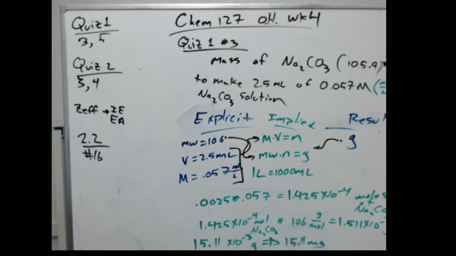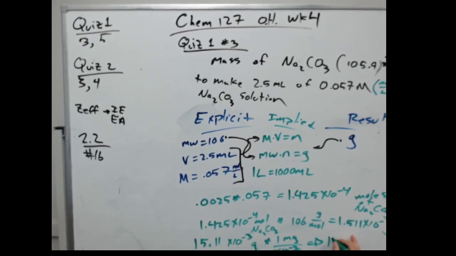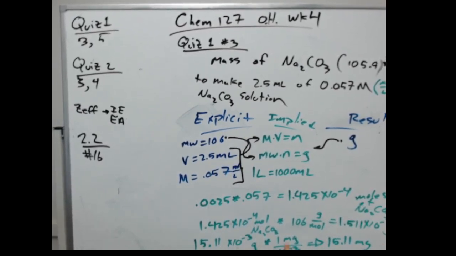And I could add an extra step in here. Let me add the extra step and show you why that works, right? So the extra step that I start to skip is I'm going to multiply by 1 milligram is 1 times 10 to the minus 3 grams, right? So then the 10 to the minus 3 just cancels out, and I just get 15.11 milligrams. But I do that canceling out of the prefix in my head.